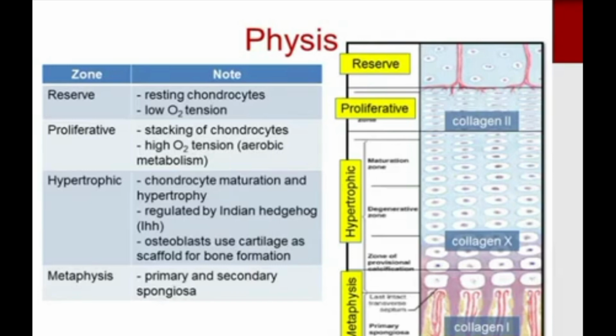It's important to note that the reserve and proliferative zones are cartilage, and so you have type 2 collagen. In the hypertrophic zone, especially the calcified area, you've got collagen type 10. This is one of the few places in the body you'll find collagen type 10. And then in the metaphysis, you have bone, so again, collagen type 1 in the metaphysis.